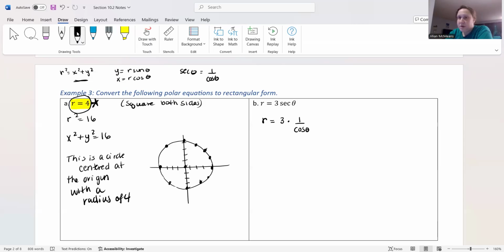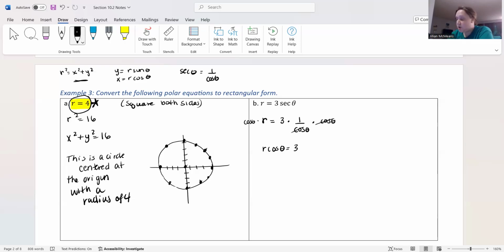Okay, well, if I were to square both sides, that's not going to do anything for me. If I multiply both sides by r, I'm going to have this random r on the right-hand side that's not really going to do anything for me. So what I like here is, let's just multiply both sides by cosine and just kind of see what happens. Okay, so let's multiply left and right by cosine. Well, on the left-hand side, I'm going to get r times cosine of theta. On the right-hand side, cosine divides by cosine, so that's just going to be a 1 right there, and I'm left with 3.